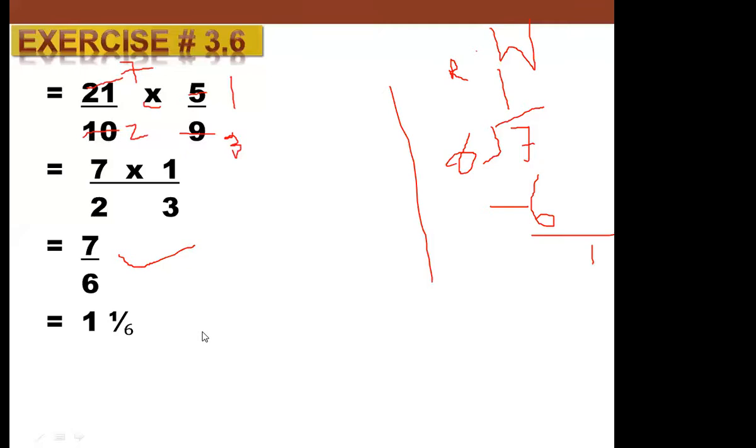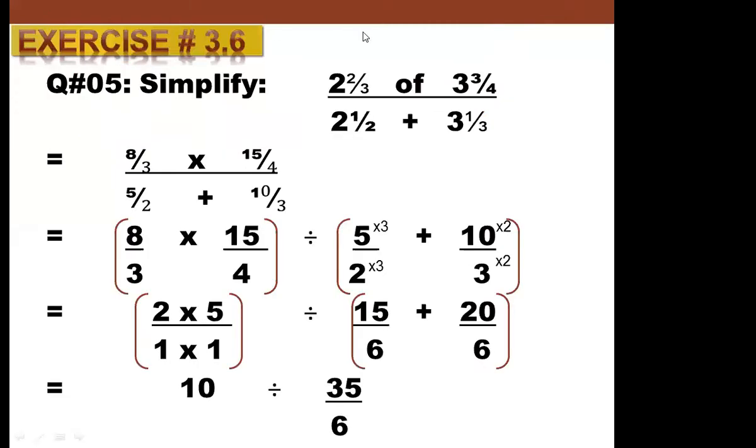Okay, now another example. This is very difficult. So what I'm going to do, I'm going to solve this with the help of my notebook. So please tell me, is the video clear or not?